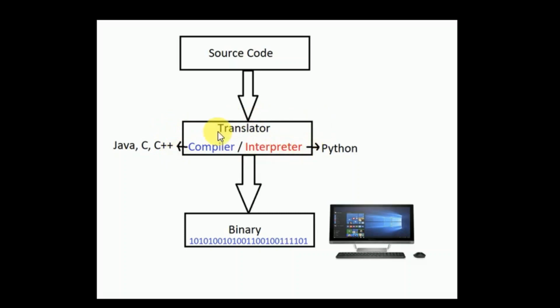Now, there are two types of translators, which we'll explain in future videos, but for now, know that the two types of translators are the compiler and the interpreter. Python, for example, uses an interpreter to translate your code, and languages like Java, C++, C use what's called the compiler. So whenever you hear me say compile, it's just the process of translating your source code to binary.